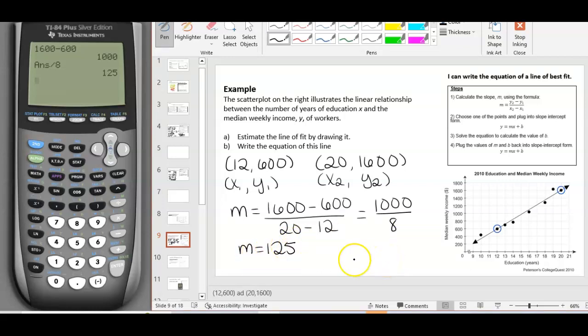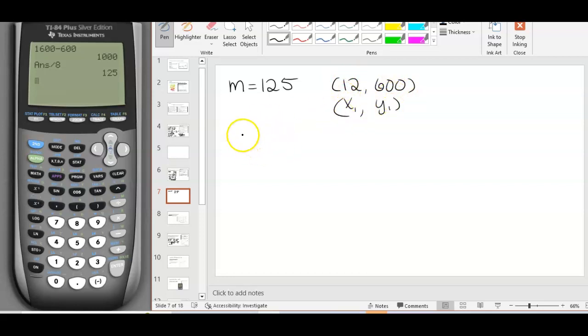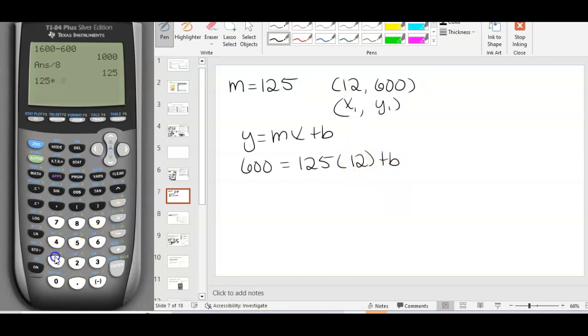Now I can use the slope and a point to figure out the equation in slope-intercept form. I'm just going to use the point (12, 600). So I have m equals 125, and I have the point (12, 600), which is my x1, y1. If I plug into slope-intercept form, remember it's y equals mx plus b. So I have 600 equals 125 times x, which is 12, plus b. 125 times 12, let's use our calculator for that, is 1500. So I have 600 equals 1500 plus b.